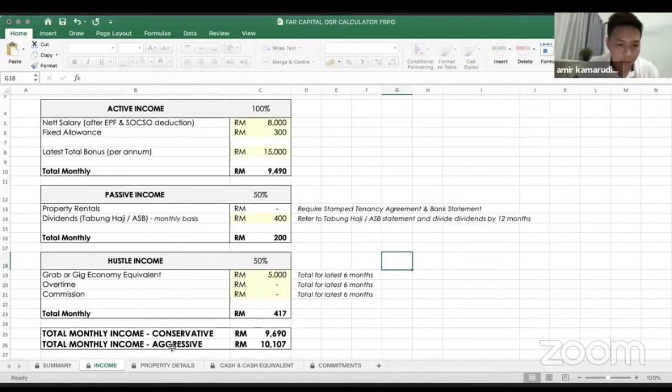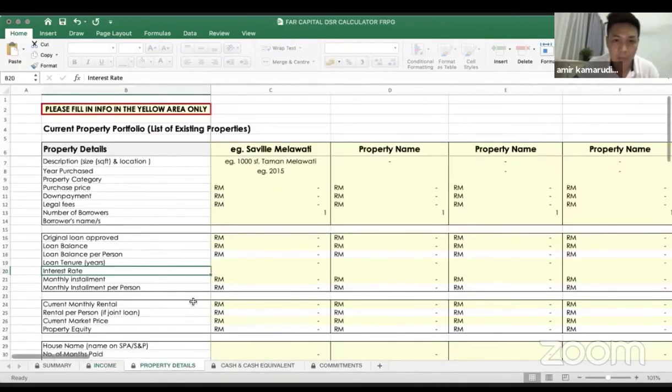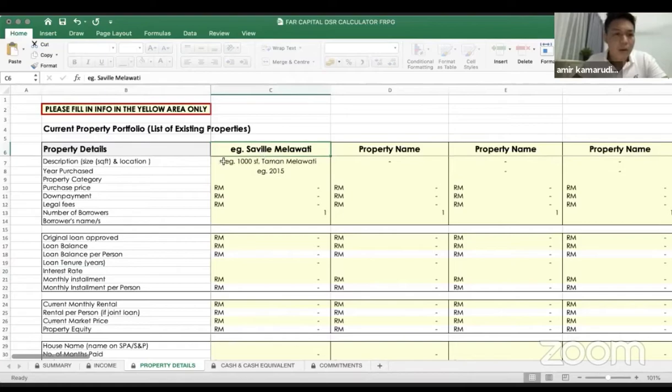Let's move on to the third tab. This is property details. Okay, here again only the yellow tabs we fill in. The first one, property details, is the property name. Here there's an example. Let's just use this example, Service Melawati. And then you put the description, how big the size is, and where the location is. Year purchase, this is quite straightforward guys.